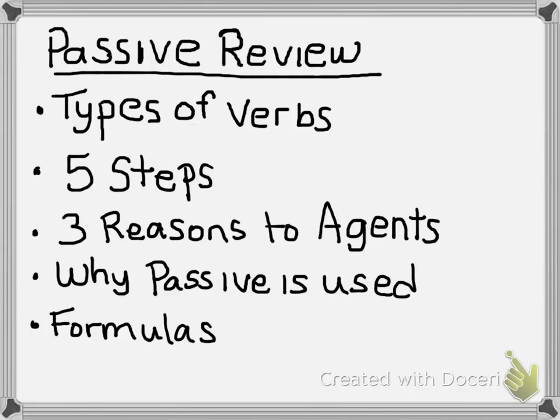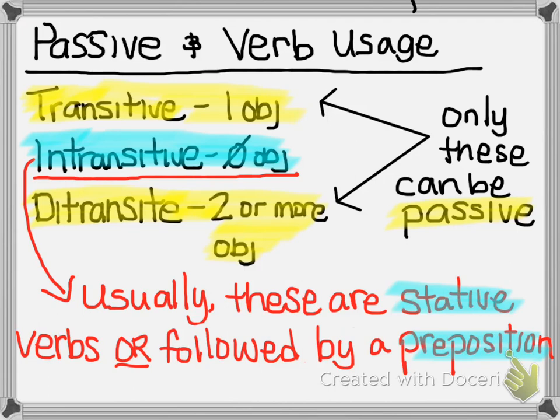We're going to review passive and the things that we need to review: groups of verbs, the 5 steps of changing active to passive, 3 reasons why we use agents, and why passive is used, and then finally the formulas.